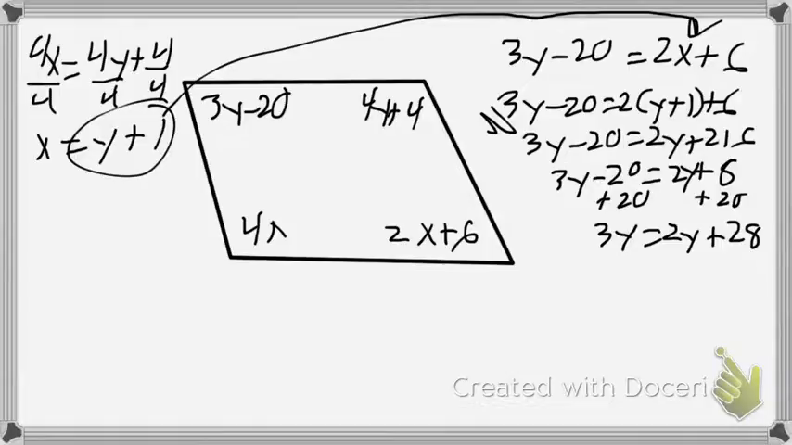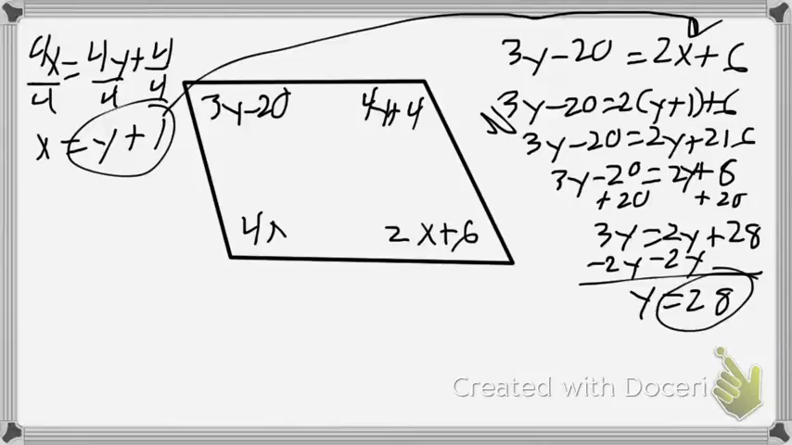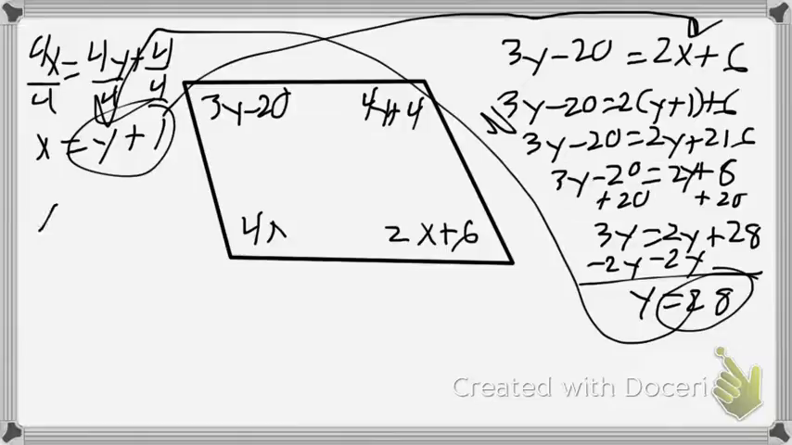And then I'm going to add 20 to both sides. We get 3y equals 2y plus 28. Subtract 2y from both sides, and we get y equals 28. At first, you might go, hey, that's a big number, and you're right, it is. And it's going to suck to sit there and do that multiplication. But that's what your math told you, so you trust it, and you move forward. Plug that 28 back up, and you get x equals 28 plus 1. It's actually x equals 29.